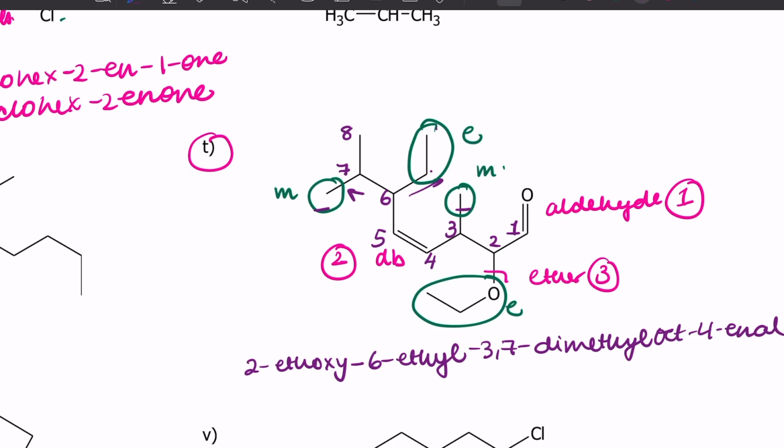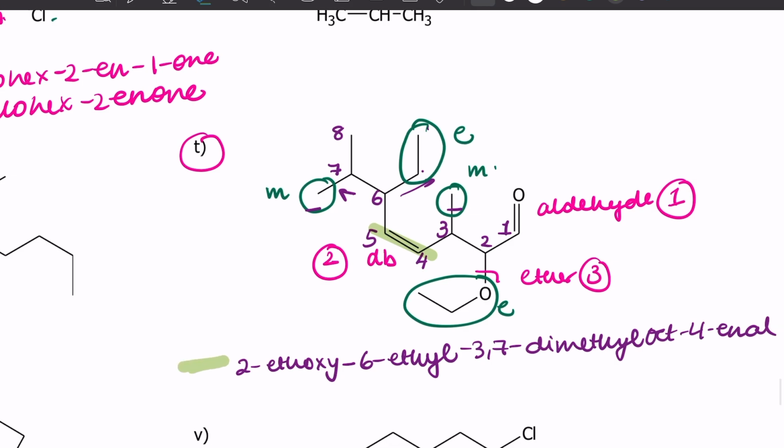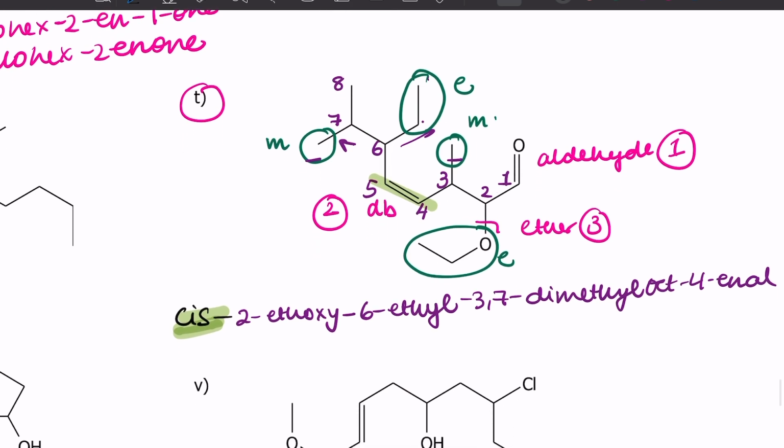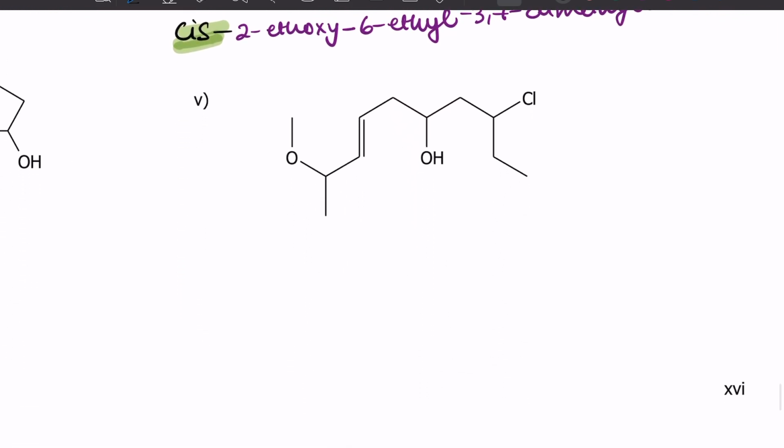But there is something else you should pay attention to. There is a double bond here. You are given a line diagram, which means you are told if this molecule is cis or trans. So you should write that before the name starts. So let's say cis-2-ethoxy-6-ethyl-3,7-dimethyloct-4-enal. Even here, there is a double bond. You're given a line diagram, so you can tell that this is actually trans.